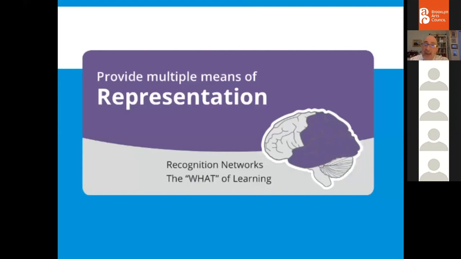We're going to move on now to the next principle, which is about providing multiple means of representation. As they call this, the "what" of learning, in terms of how information is shared. And in here, they talk about the recognition networks of the brain.